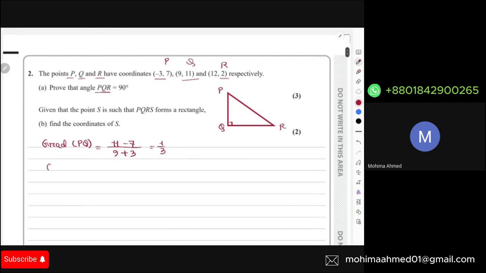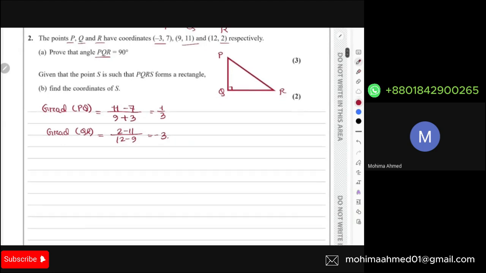And then again, you have your gradient QR. So this is going to be 2 minus 11 and 12 minus 9. So you get -3. So you just have to say that MPQ and MQR, and that leaves you with 1 by 3 multiplied with -3, and eventually you get -1.